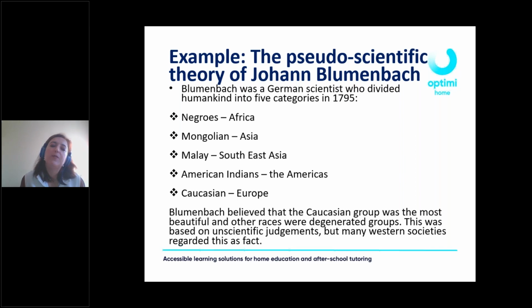Now, Blumenbach believed that the Caucasian group or white people was the most beautiful of all the races, and other races were degenerated groups. This was based on unscientific judgments, but many Western societies regarded this as fact, because in many of these societies, the white man wanted to rule.